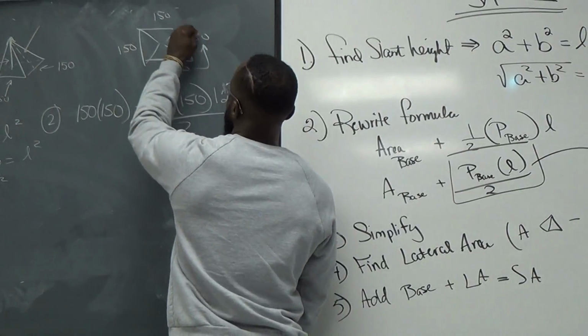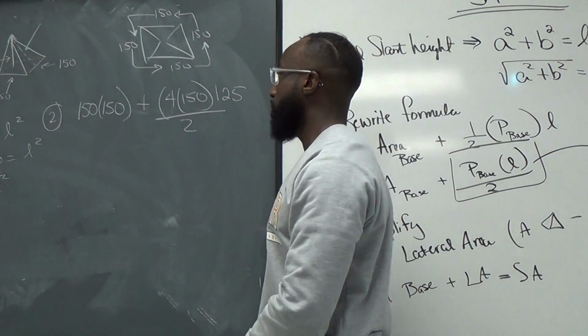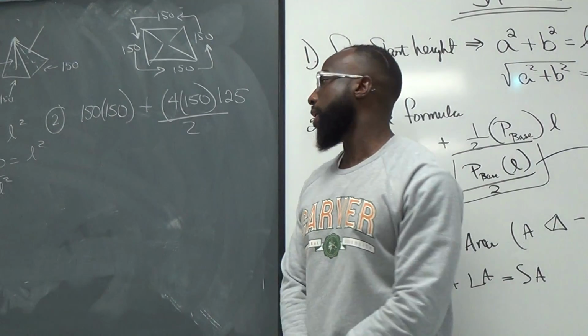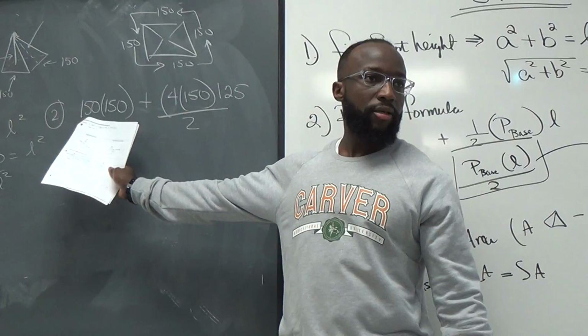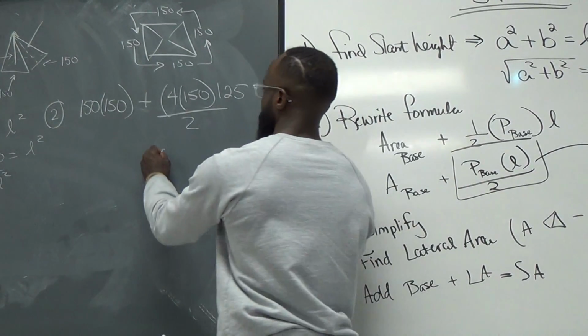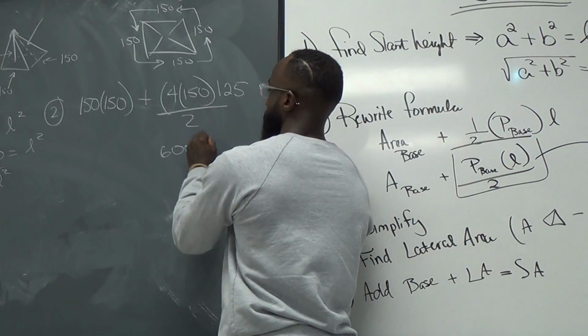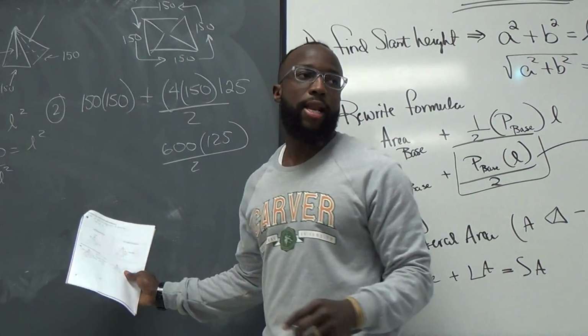Again, perimeter is the distance around. I need some calculations. Is that 3,000? 4 times 150 is 600. So you got 600 times 125 over 2. Alright, that's setting us up for our lateral area.